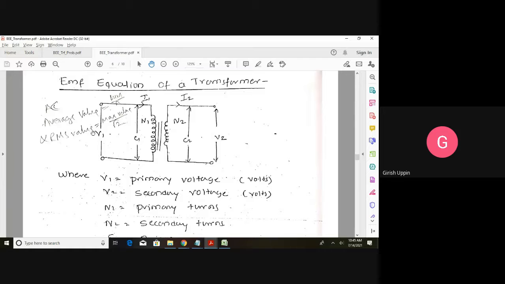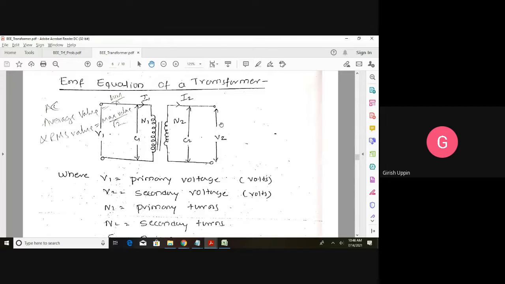In this case, V1 is the primary voltage or the primary terminal voltage, and N1 is the number of turns on the primary winding, and E1 is the primary induced EMF, or you can say primary EMF E1. When we connect the load, the current that is drawn in the primary winding is I1. So I1 is the primary current, N1 is the number of turns on the primary winding, V1 is the primary terminal voltage, and E1 is the primary induced EMF or the primary EMF.